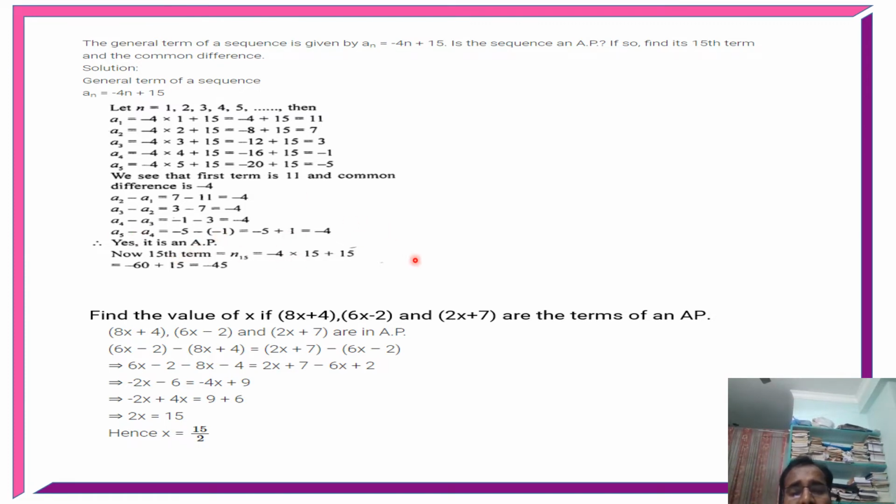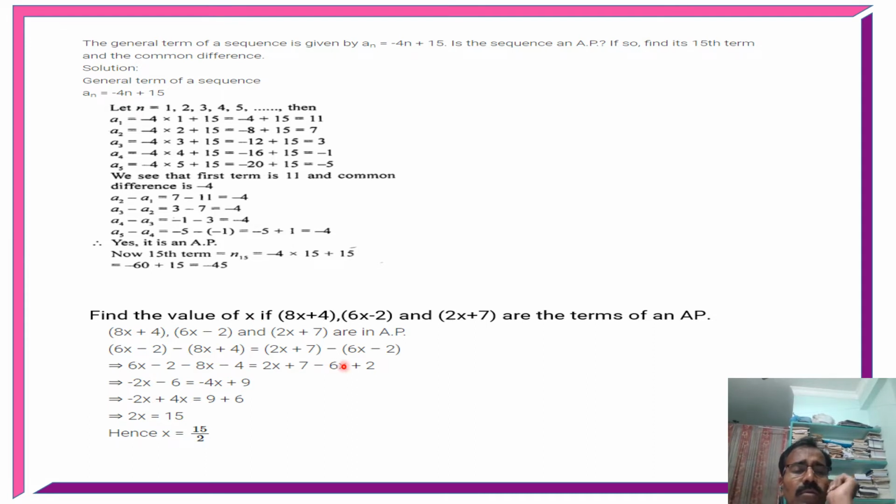Now the 15th term. The 15th term we can find in different ways. One is a plus 14d, or else by substituting n equals 15 in the given an, minus 4 into 15 plus 15. Substitute, minus 60 plus 15, minus 45. Or else we can also use the formula an equals a plus n minus 1 into d. Anyway, it is correct.